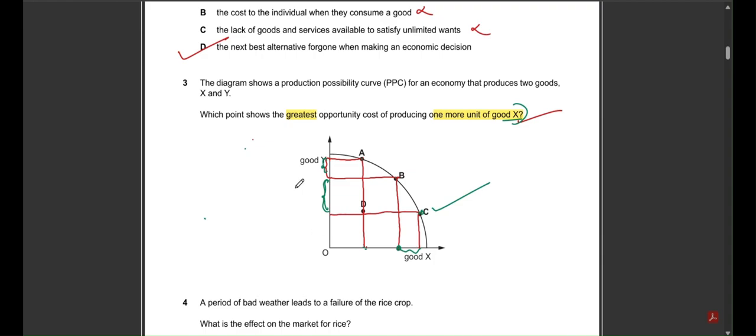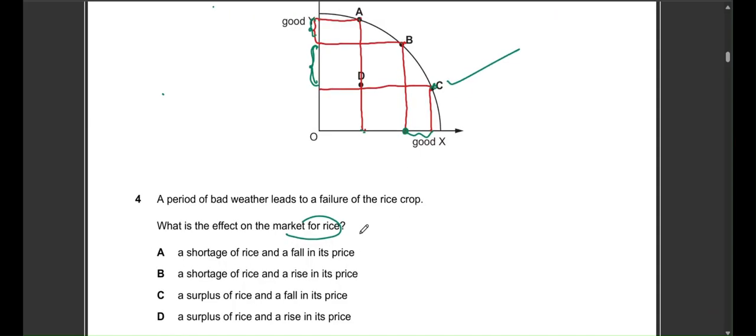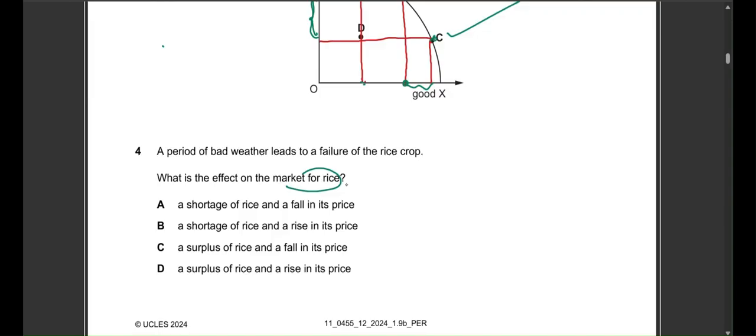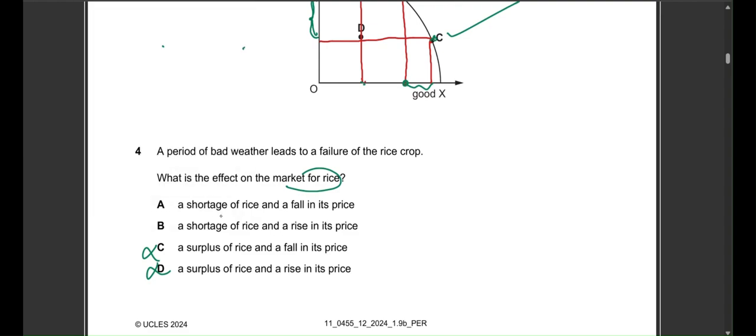All right. Moving ahead with the next question, question number 4. A period of bad weather leads to a failure of the rice crop. What is the effect on the market for rice? In this question, if there is bad weather and a failure of the rice crop, obviously there would be a shortage of rice, not a surplus. So these two options are directly eliminated. So there would be a shortage. Let's see, a shortage of rice and a fall in price. Fall in price, no. If there is a shortage, the price should increase.